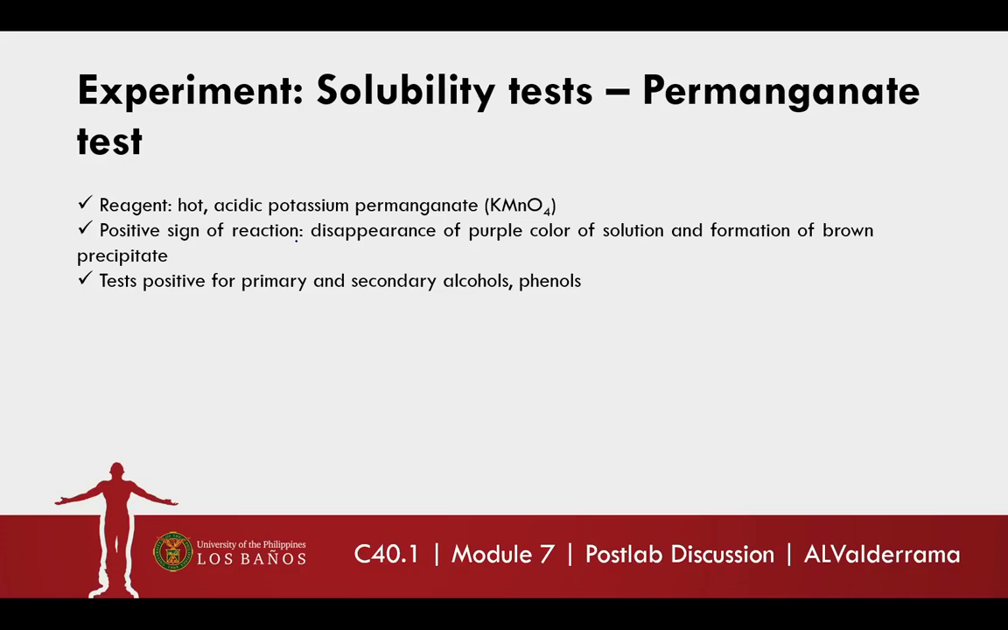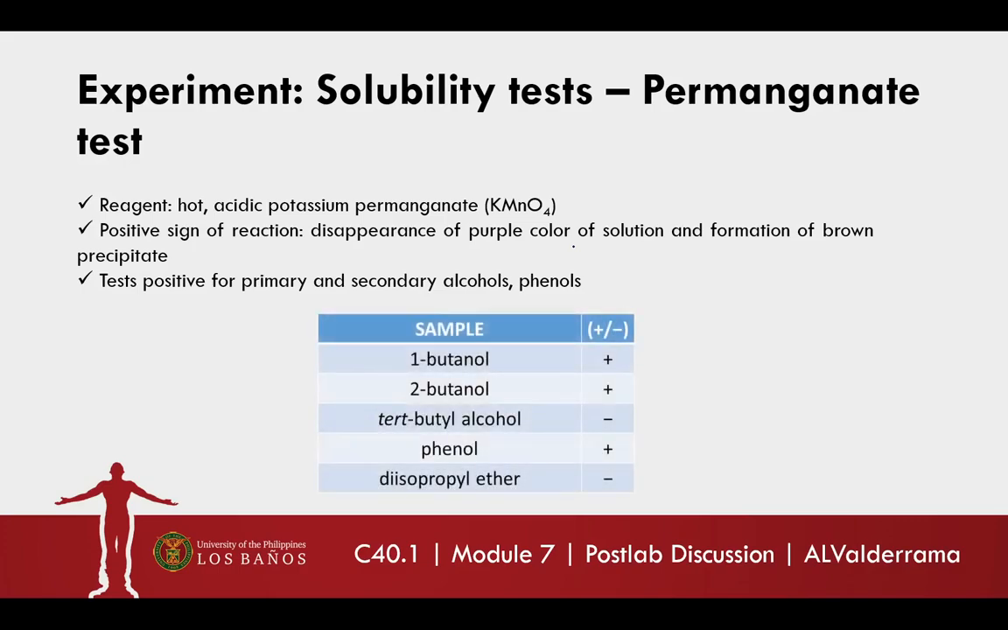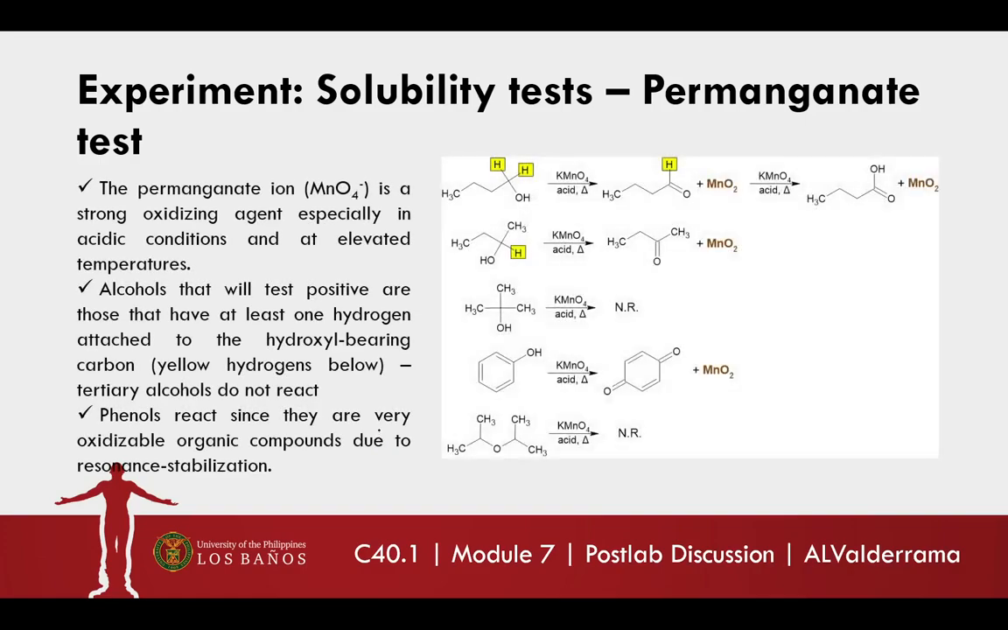And this is only positive for primary and secondary alcohols as well as phenols. Okay? So, yung tert natin and the isopropyl ether is negative for permanganate test. So, as you can see here, the permanganate ion is a strong oxidizing agent, and the alcohols that will test positive are those that have at least one hydrogen attached to the hydroxyl-bearing carbon.